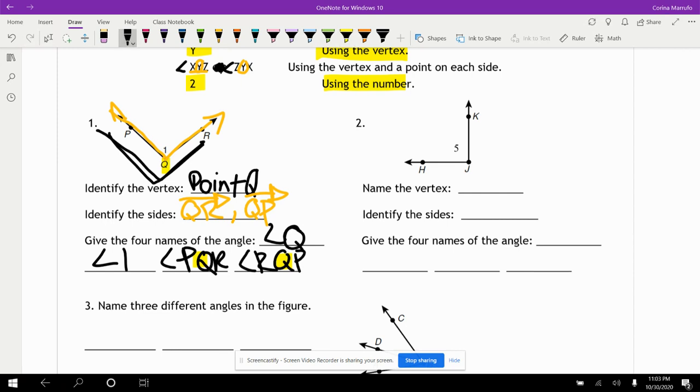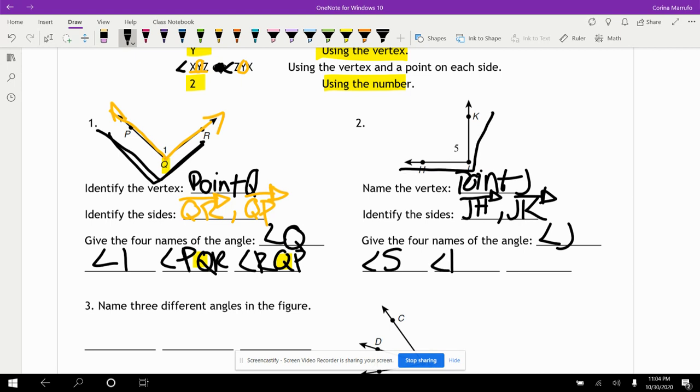All right, the next one. We'll practice this again. Name the vertex. Our vertex is point J. It says identify the sides. So the sides are made up with ray JH and ray JK. And it says give the 4 angle names. The first one would be angle J, just using the vertex. Using the number would be angle 5, and then we're going to use the 3 letters. So we go from H to J to K, making sure that the vertex is in the middle. So H, J, K. Or we can go in the other direction, starting with K to J to H.